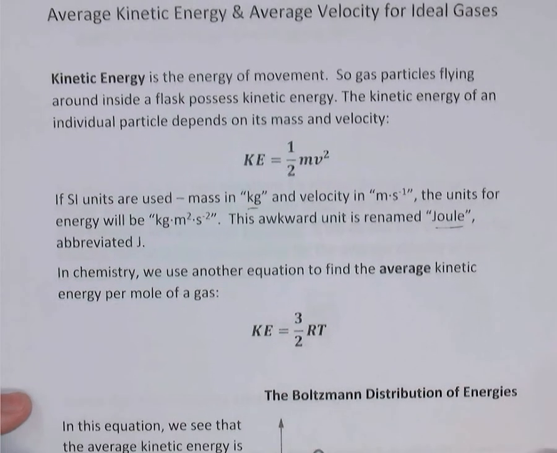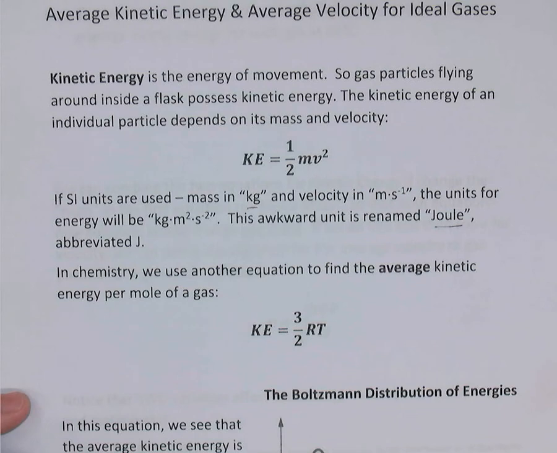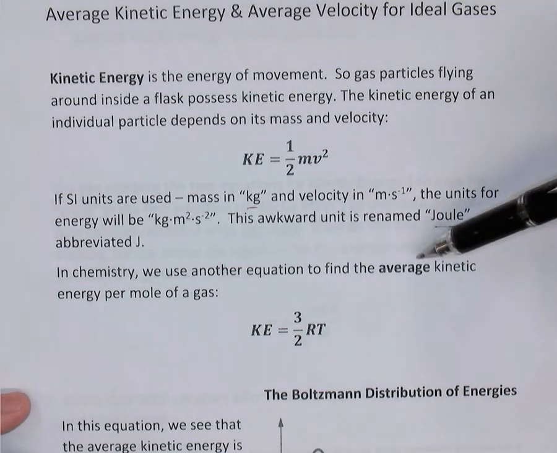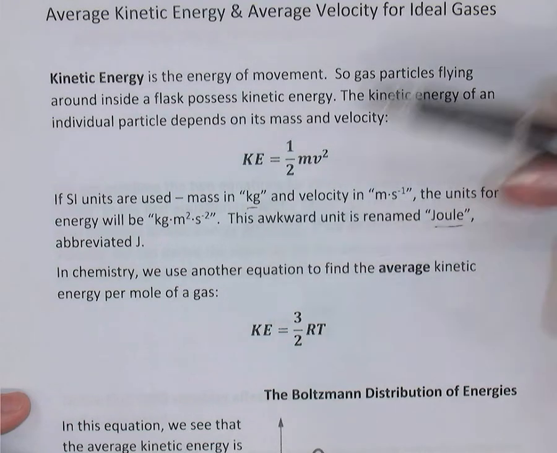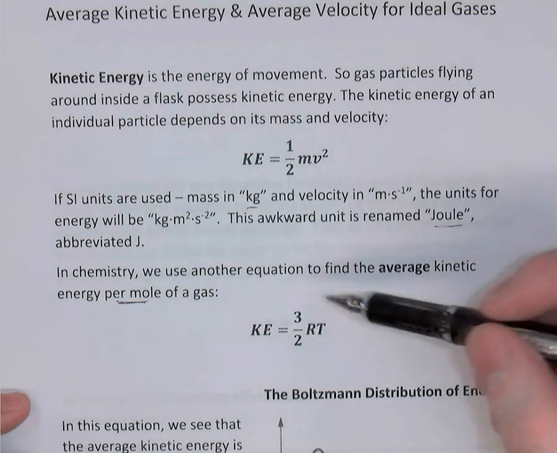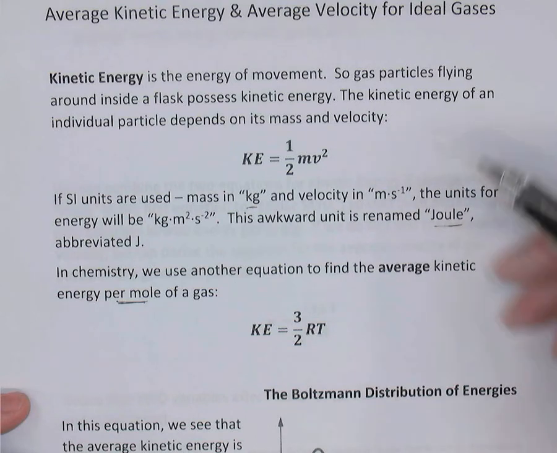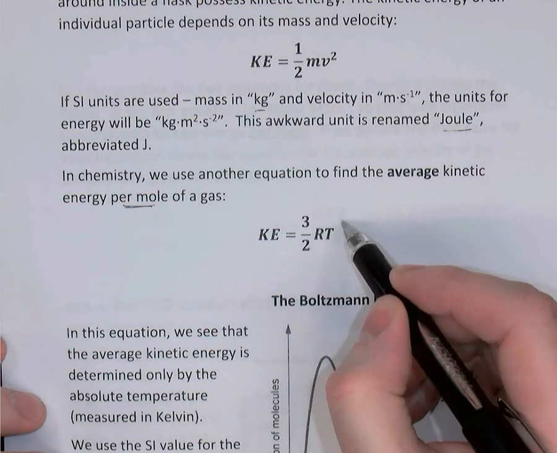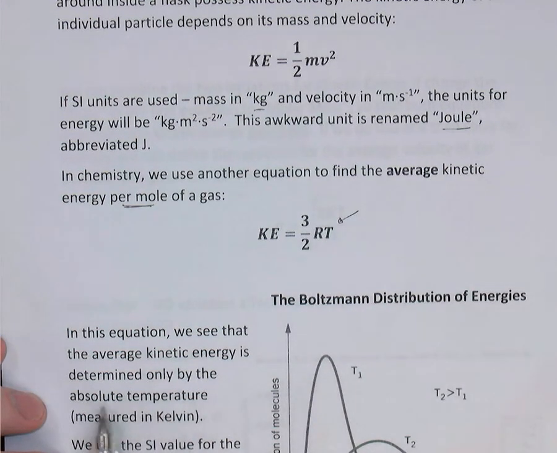Now in chemistry, we use a different formula for kinetic energy. In our gases unit, what we've got here is a formula for finding an average kinetic energy per mole, that's very important, of a gas at a given temperature. You can see that in this formula, the kinetic energy is determined by just one variable, and that's a very important thing conceptually. So temperature, measured on the absolute temperature scale, Kelvin, is the only thing that's needed to determine the average kinetic energy of particles.